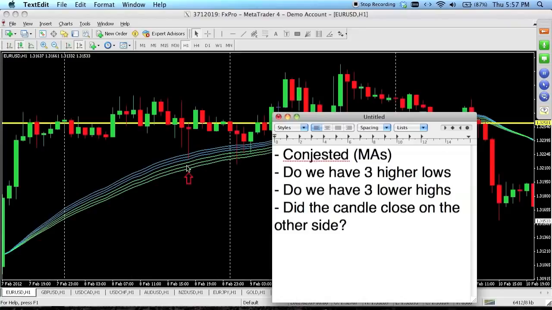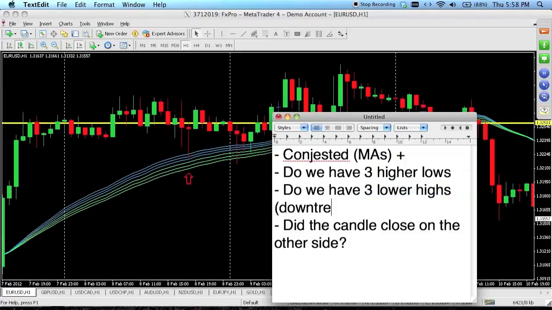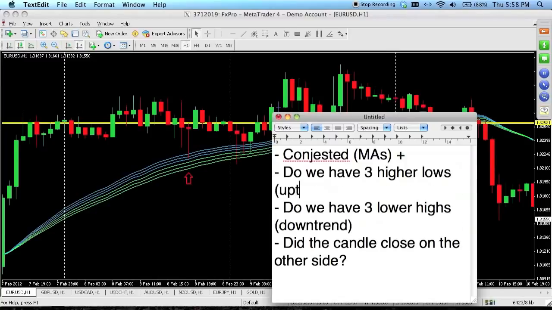Okay, so let's go through this. Are the MAs congested on this? No. So that's a good sign. We'll call this a plus. Do we have three higher lows or three lower highs? Let's count. We have one, and then we have two. The one previously is not in a trend, so that makes it invalid. In a downtrend, you're gonna have three lower highs. Okay, this is for a downtrend, and this will be for an uptrend.